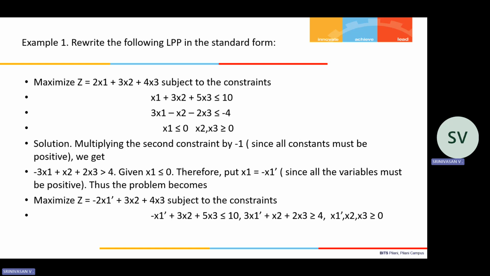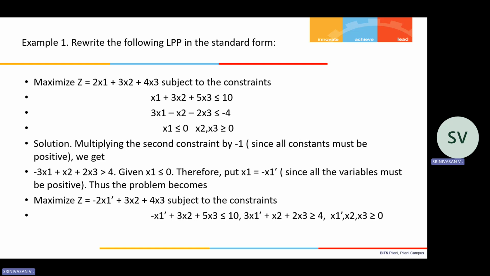Minus x1 dash is showing that x1 dash is negative. But x1 dash is something that we have substituted. Minus x1 dash is nothing but your x1. So x1 dash minus x1 dash is nothing but x1. But x1 is less than or equal to 0, so minus x1 dash will be greater than or equal to 0. So that portion is now becoming greater than or equal to 0.